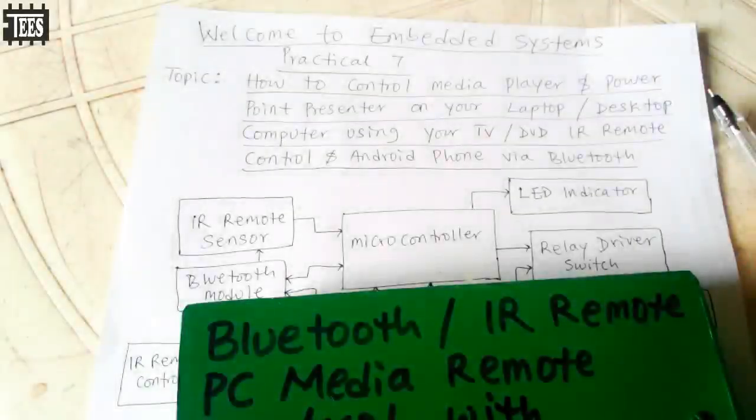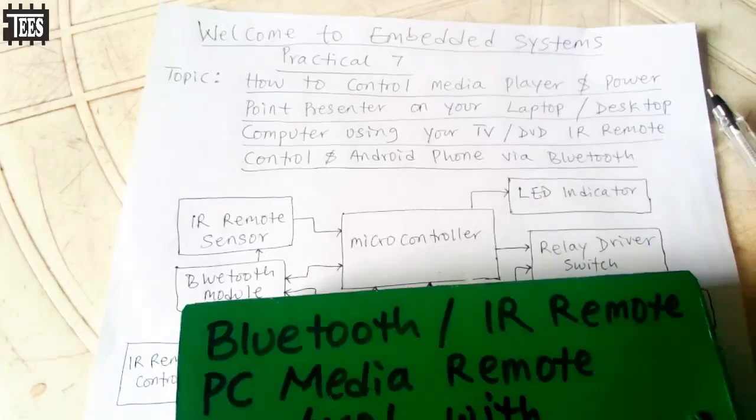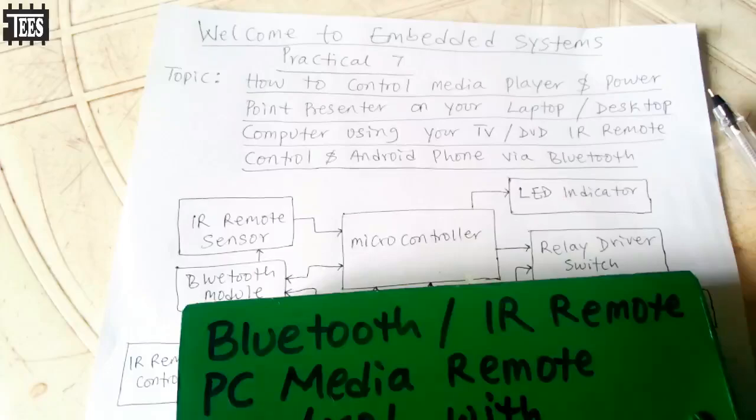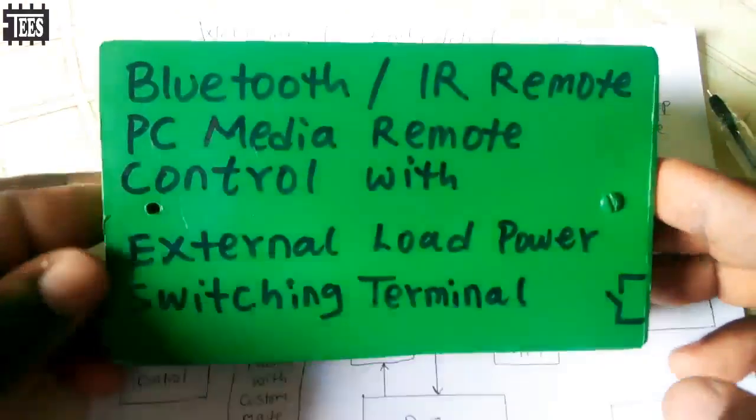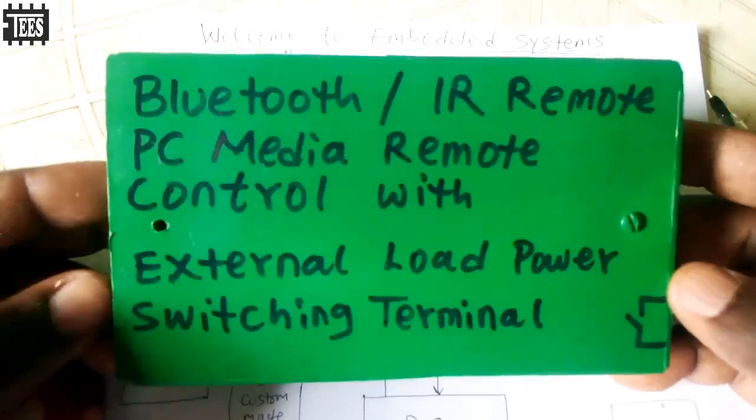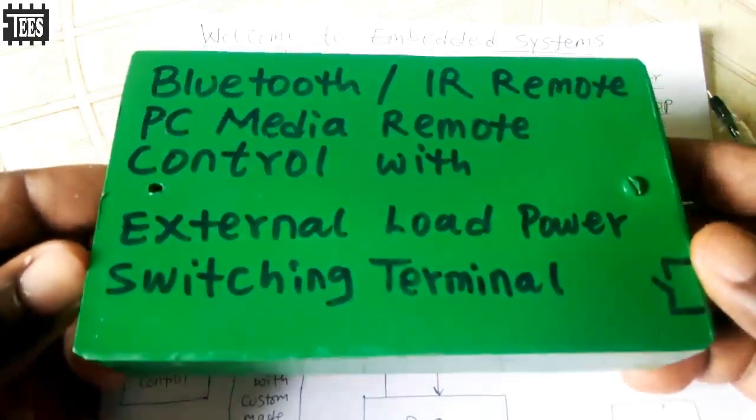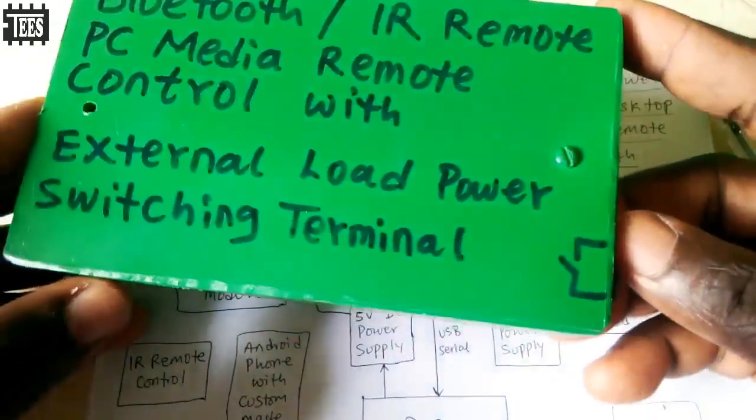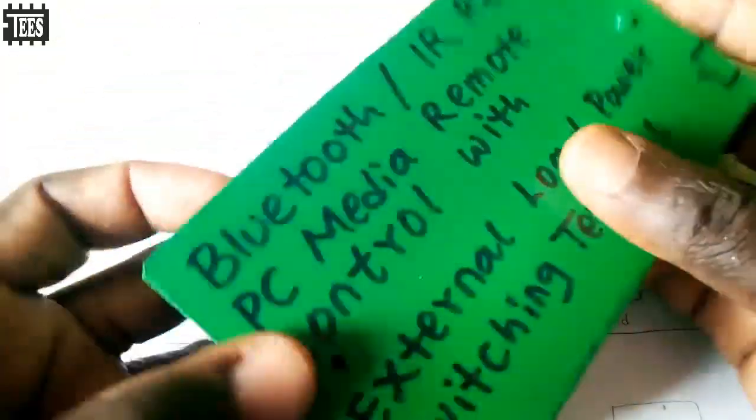Welcome to Embedded Systems Practical 7. Our topic today is how to control a media player and PowerPoint presenter on your laptop or desktop computer using your TV or DVD infrared remote control and an Android phone via Bluetooth. This is the device I have built. I call it the Bluetooth IR remote PC media remote control with external load switching terminal. So this is the device.